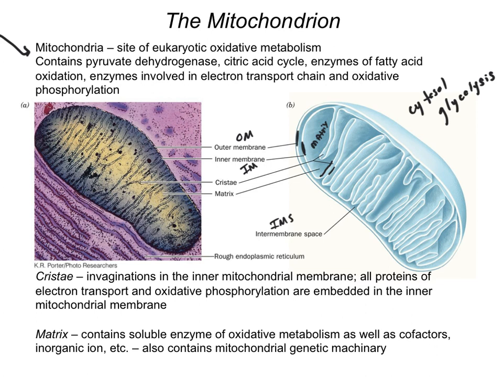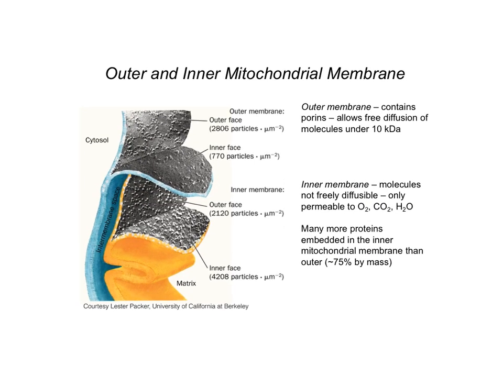So the matrix is going to have all of our soluble enzymes, all of our soluble various cofactors, etc., with respect to what happens in the mitochondria. The inner membrane is going to have all of our proteins that we're going to be interested in. Okay, so all of our electron transport proteins, I should say. That's more important. Okay, so a couple more things.